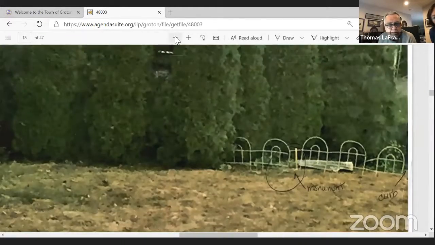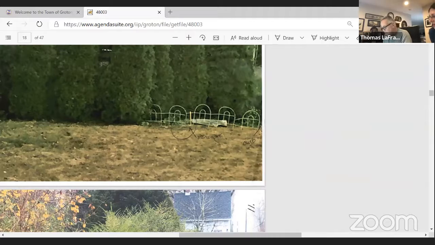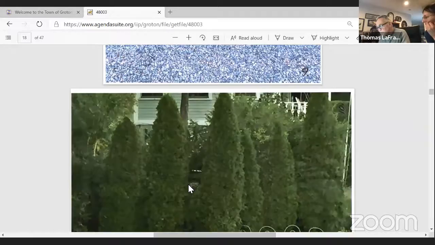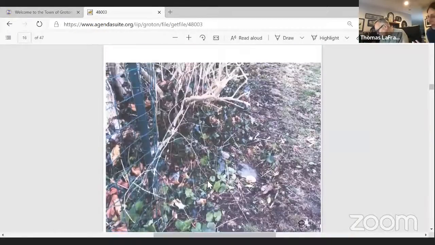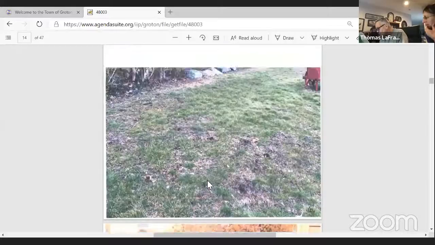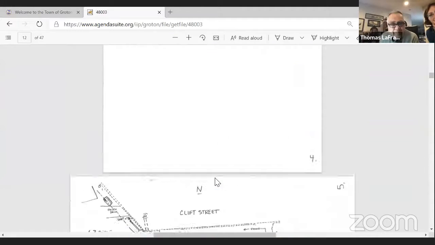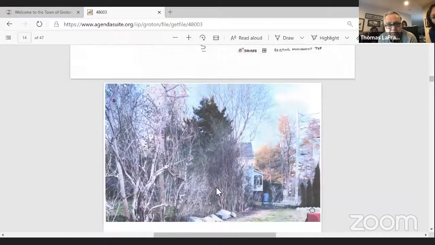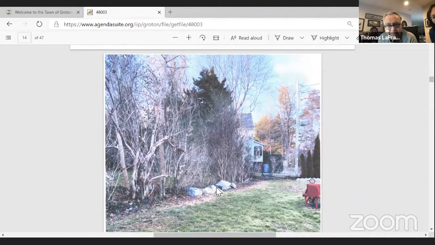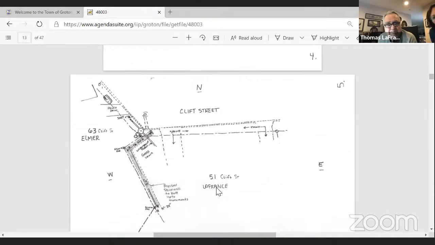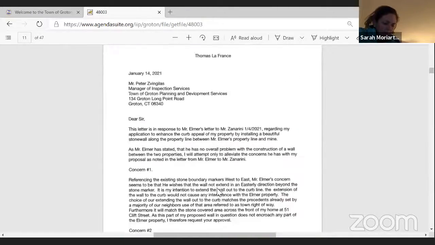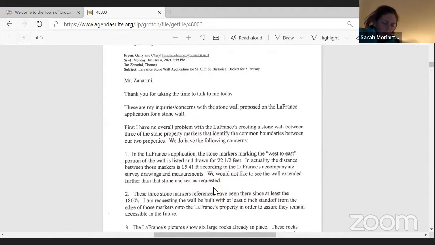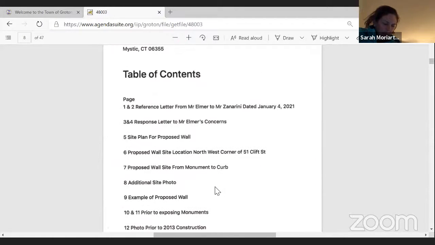I think that's it that I sent. I did send Sarah some other pictures, I think, a picture of the actual stone marker, what it actually looks like. Okay. And above that are the responses to Mr. Elmer's concerns. So Peter, why don't we jump back to Mr. Elmer's letter so everyone can refresh their memory, and then we'll take a look at Mr. and Mrs. LaFrance's responses.